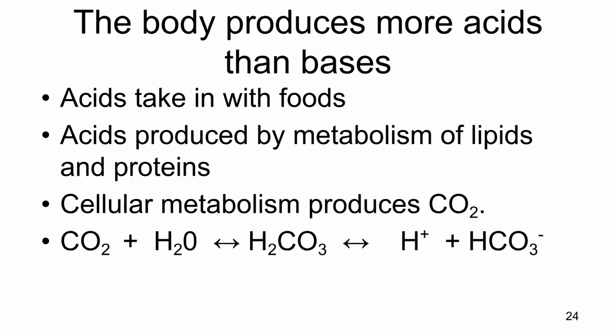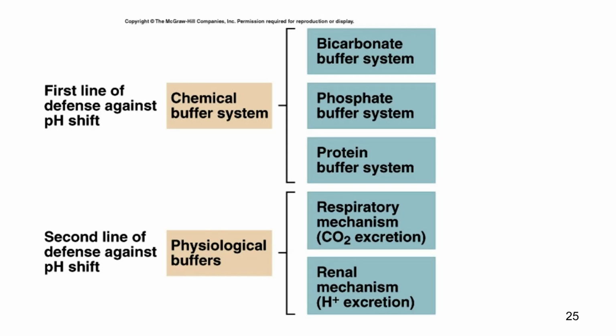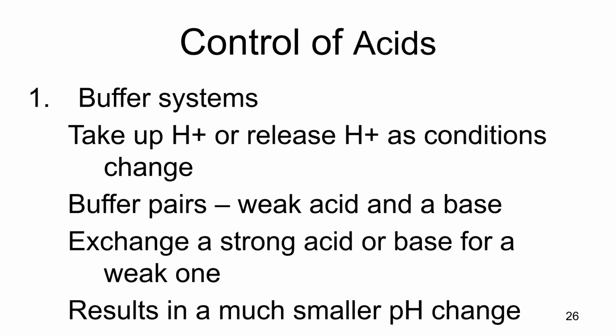Acid control is managed by buffer systems, which take up or release hydrogen ions to minimize pH change. Buffer pairs, a weak acid and a base, exchange a strong acid or base for a weak one. The bicarbonate buffer, made of sodium bicarbonate and carbonic acid, maintains a 20:1 ratio. It works to stabilize pH through chemical reactions shown on the screen. The phosphate buffer is a major intracellular buffer and works through the reactions shown here.